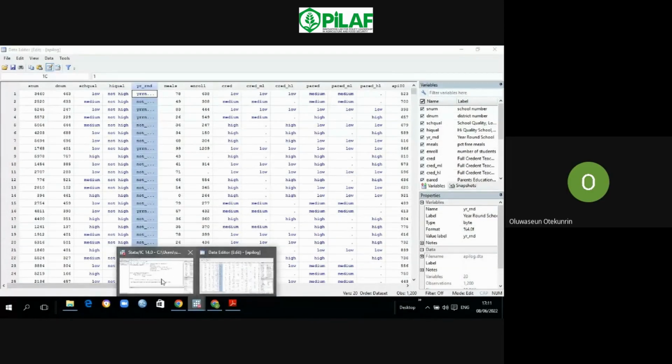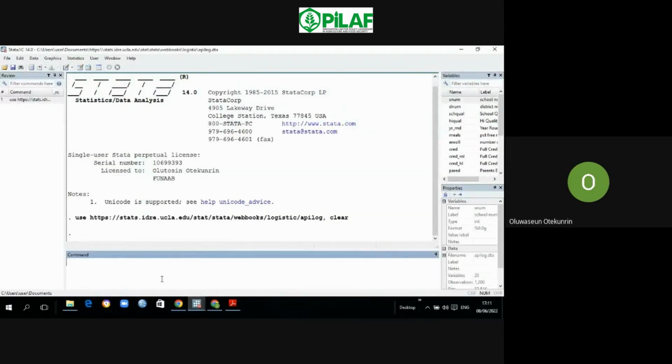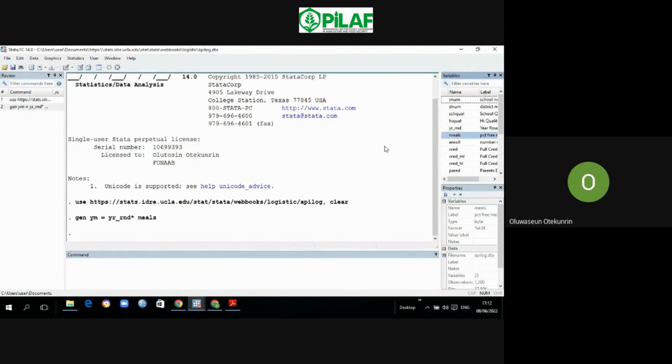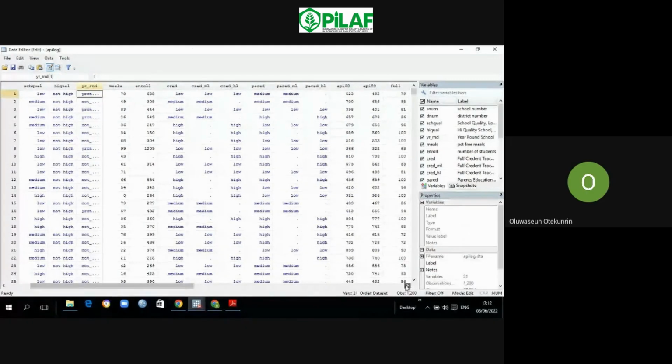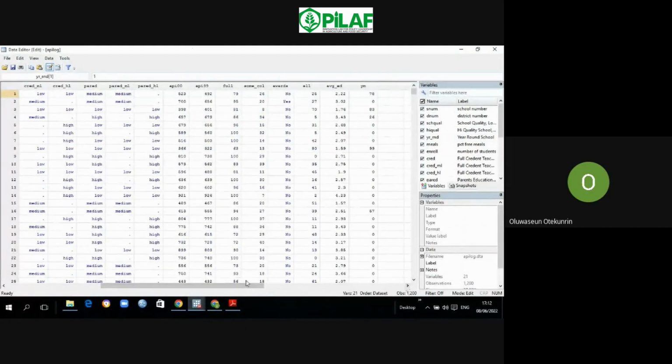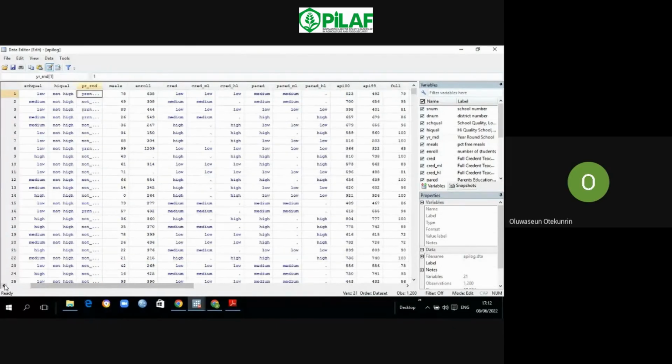So now that we have our data set, let us generate ym equal to year-round multiplied by meals. If we check that, you see that has been added to the number of variables. We now have 21 variables.